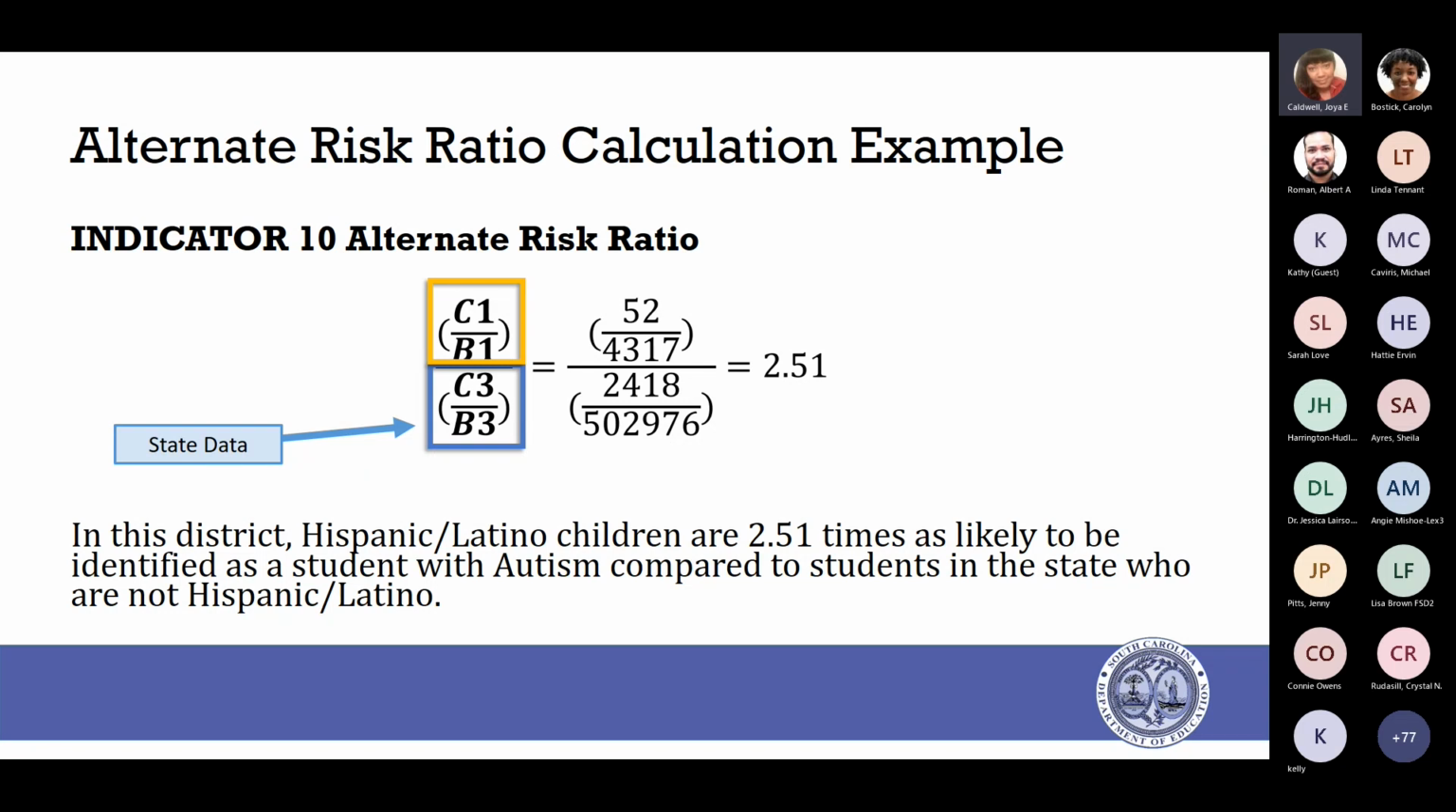This indicates that Hispanics or Latinos are 2.51 times as likely to be identified as students with autism compared to those in the state who are not of Hispanic or Latino ethnicity. Just as a tip, greater detail of this information can also be found in the Connectors Guide. We shared this with the districts during our data conference in December of 22, and we've uploaded it via the Google Drive for those who were unable to attend. Next slide.